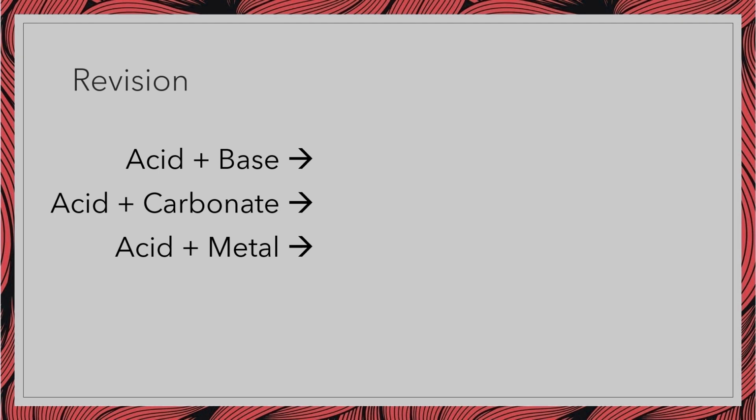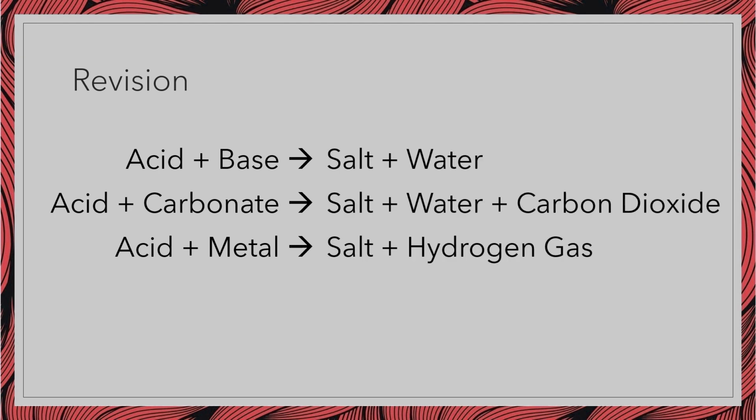So it's the revision parts. Acid plus base gives us salt plus water. Acid plus carbonate gives us salt, water, and carbon dioxide. Acid plus metal gives us salt plus hydrogen gas. Now these are very important, especially that first one. Acid plus base gives us salt and water. We need that for our titration calculations. Always remember that one.